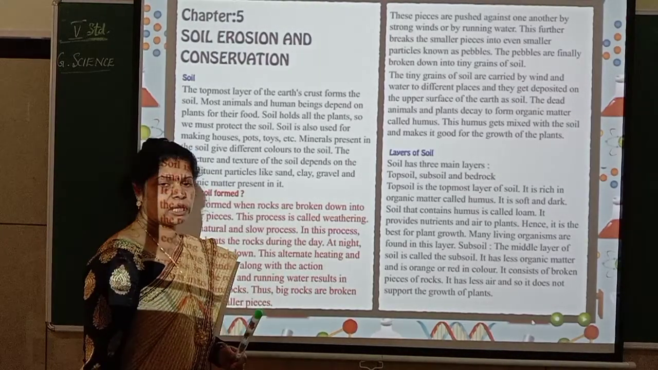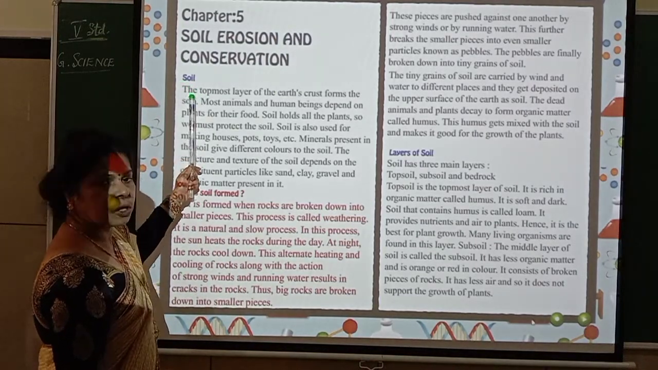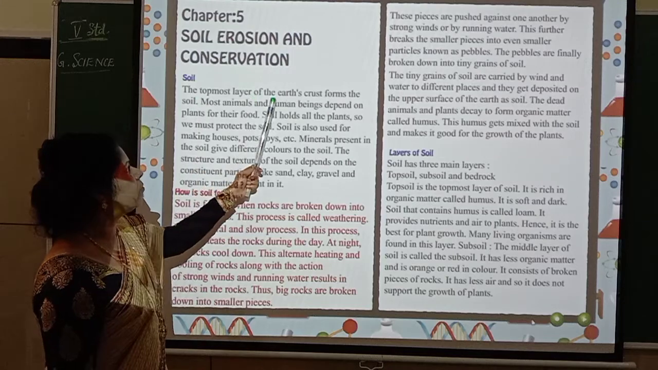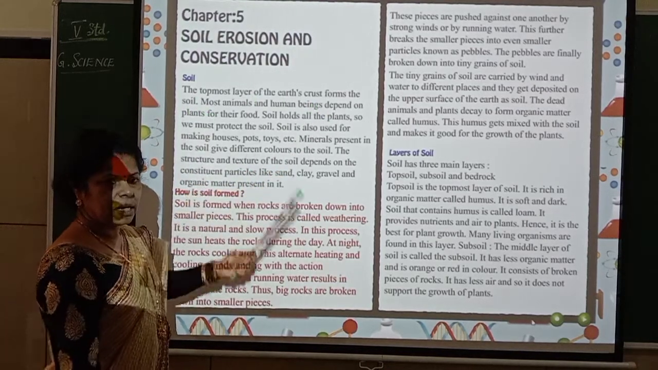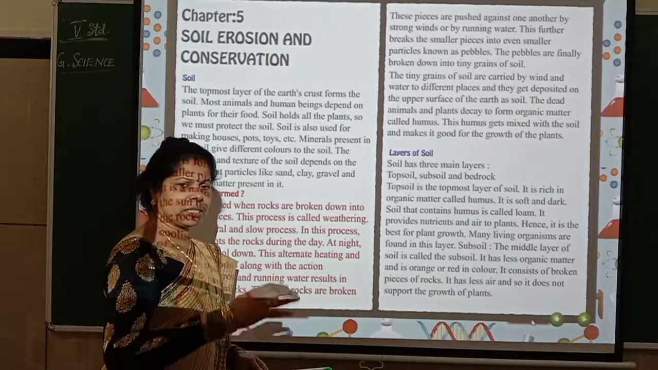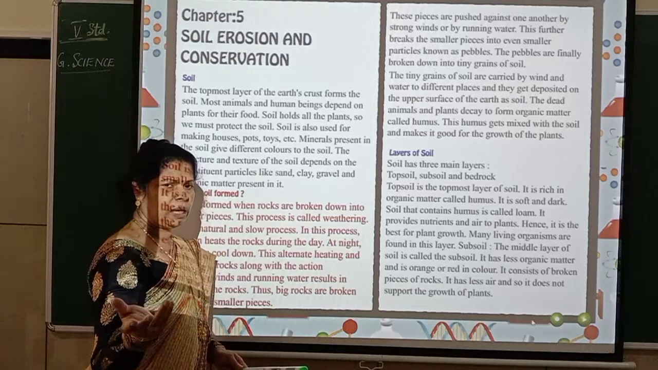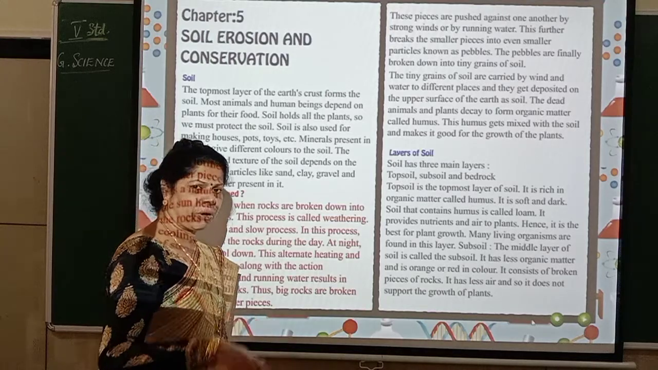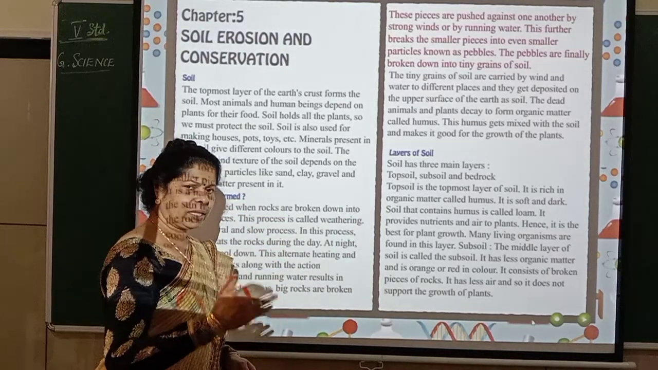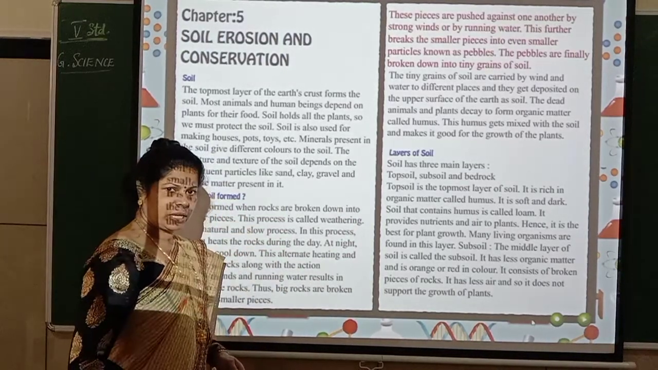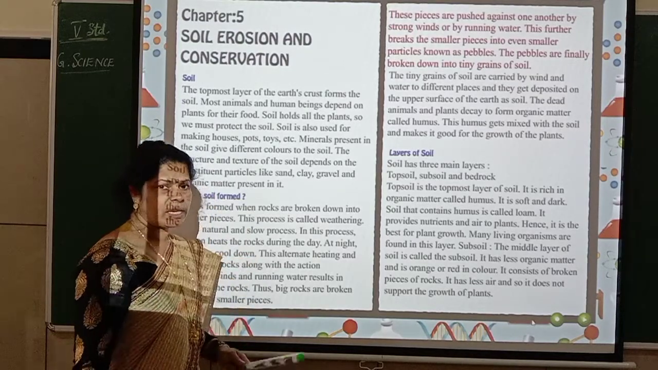So, soil erosion and conservation. What is soil then? The topmost layer of the earth's crust forms the soil. See, the earth's crust, we are on the earth, isn't it? This earth has got so many layers. For construction of buildings and houses, you can see they put the foundation. When they put foundation, they will be digging the ground, right? When they dig the ground, you can see different layers of soil there, right?